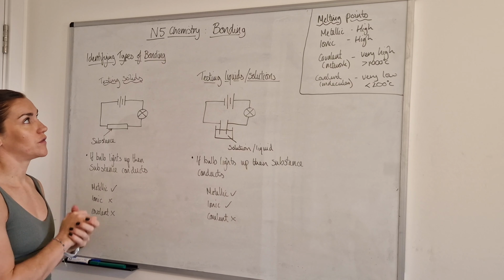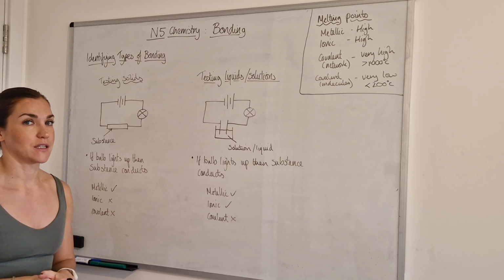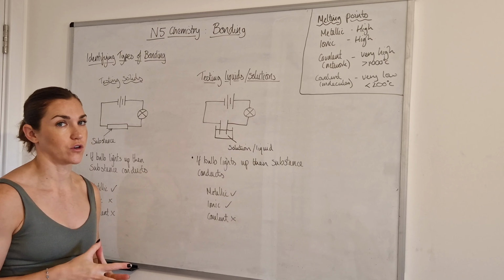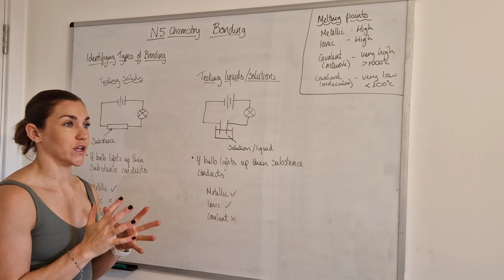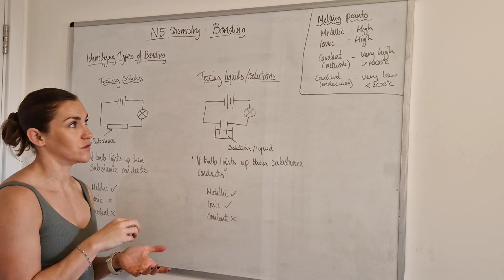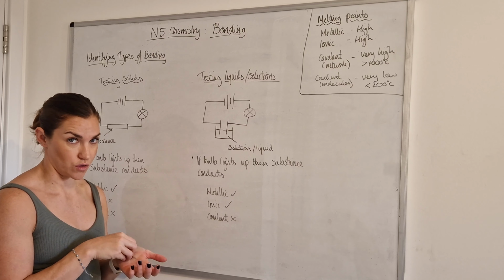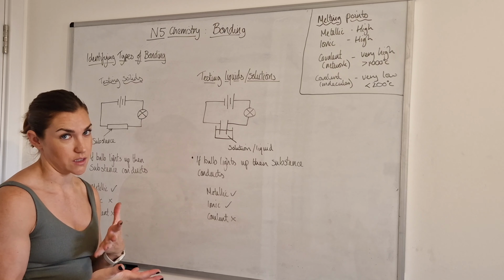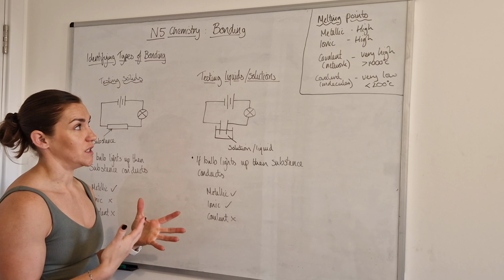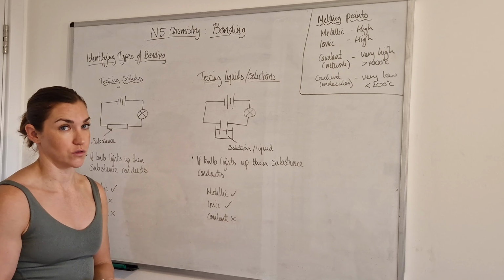So in terms of the experiments around testing to find out what type of bonding you've got in a substance, we usually use the test for conductivity. When you're testing with conductivity, you need to first of all test the substances as a solid and then test them as liquids. Molten is another word that you'll hear or see, so molten or in solution.